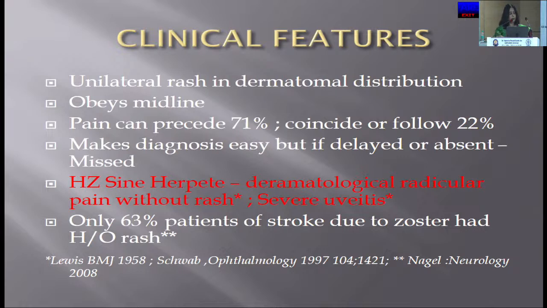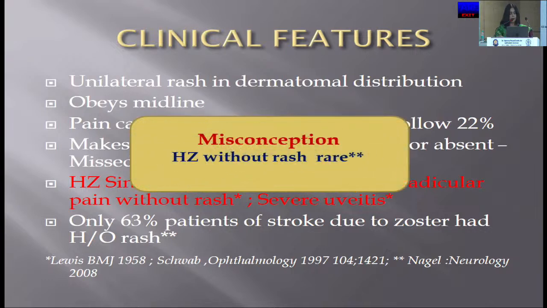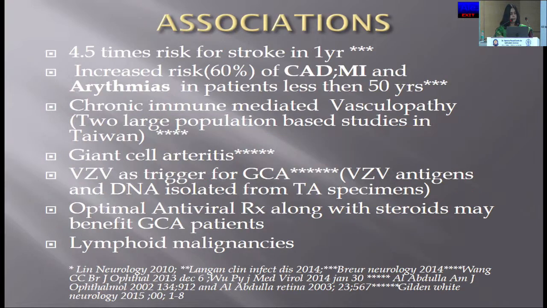These patients are also associated with severe uveitis. There was the Nagel study, which said that among patients admitted to the neurology ICU with stroke, only 63% showed a typical history of rash. So we should be aware that there is an entity of herpes zoster without rash, and it may not always present with a rash.